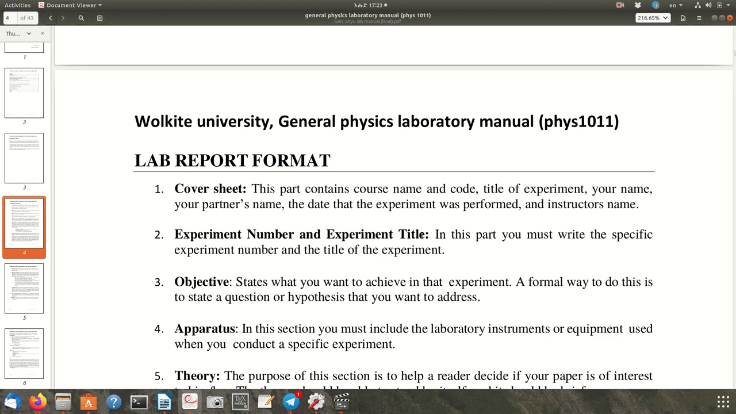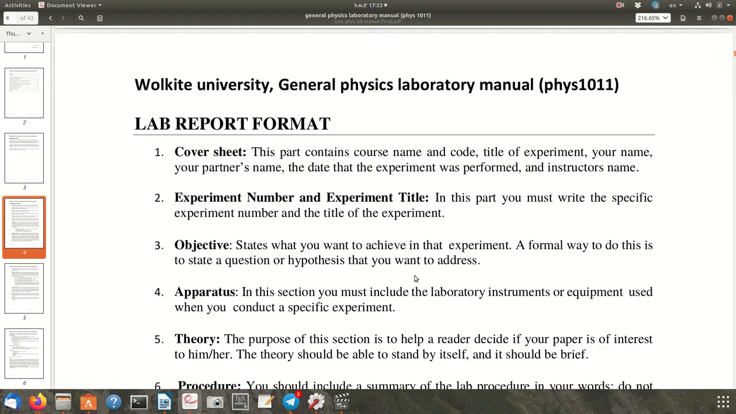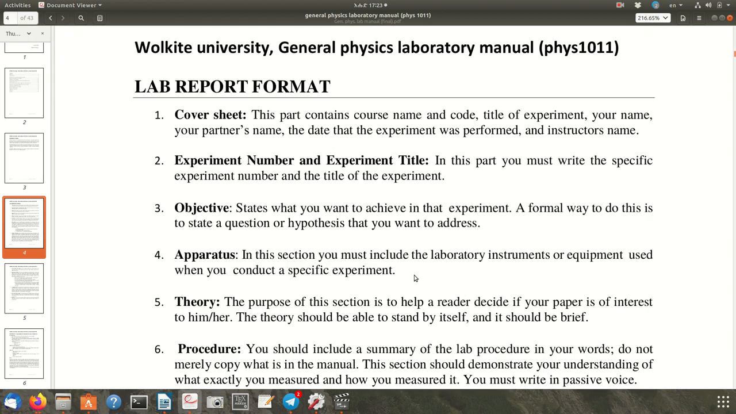The second part of the report is the experiment number. In fact, I've told you about the experiment number. At the beginning of the first page of your report, you need to write the experiment number and its title. For example, Experiment 1. If you are conducting an experiment about measurement and uncertainty, you should write it just that way.